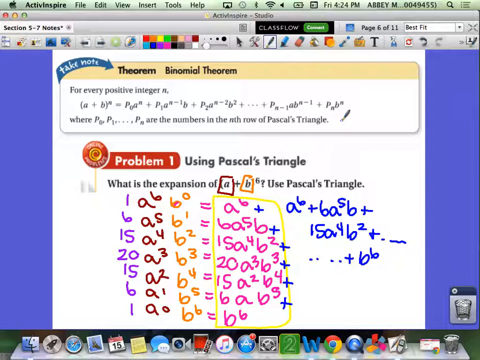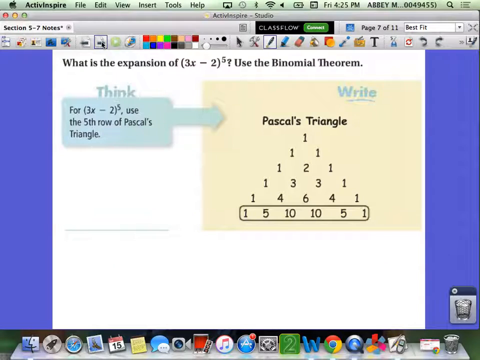Like I said, this is just to get your feet wet. This is just to expose you to the concept. And now we're going to do some with some actual numbers in there. Okay. So, like I said, baby steps. We're taking this one step at a time. What is the expansion of 3x minus 2 quantity to the 5th power? Use the binomial theorem. So, again, think, what are you going to start with? You're going to start with the 5th row. The 5th row with my powers would be 1, 5, 10, 10, 5, 1. So, I'm going to write this here.